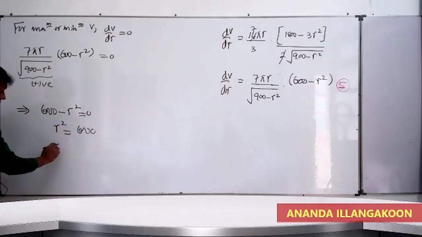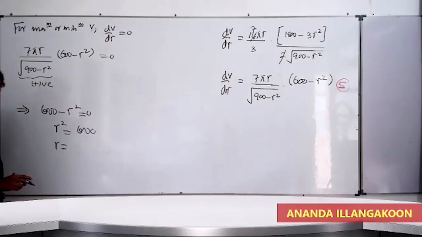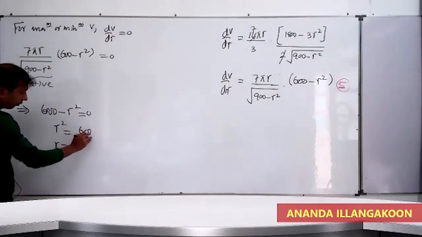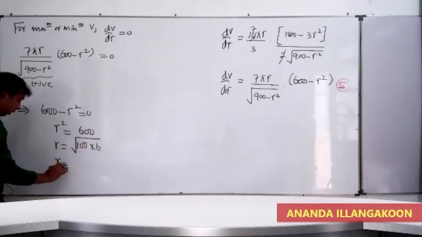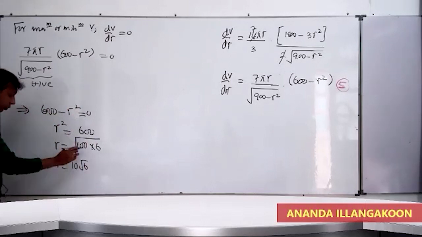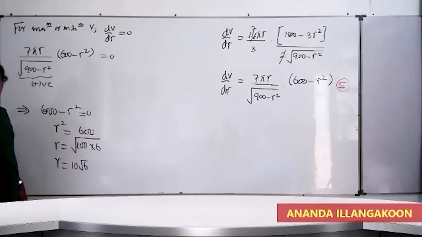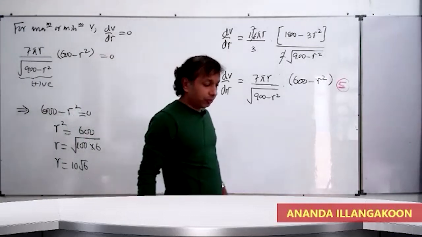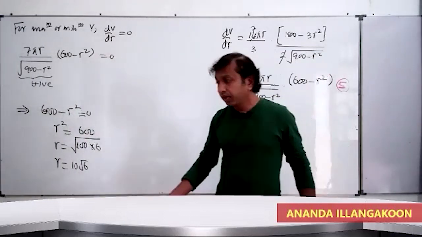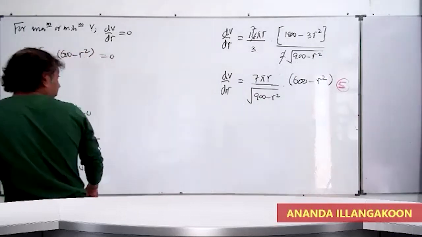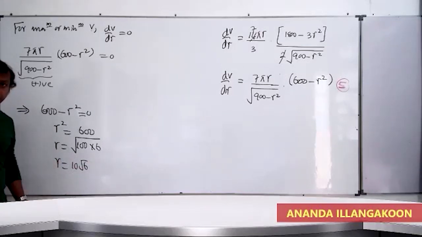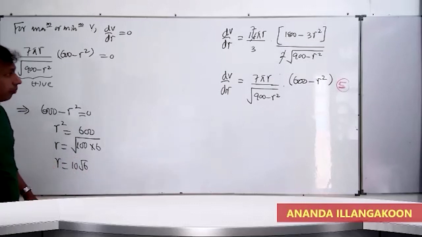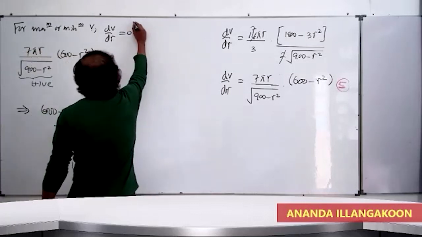And there we get 600. We can write 600 as 100 into 6, no? Its root, we get r equals 10 root 6. We don't take plus or minus on the right hand side. What is the reason? r is positive, so there is no point in putting a minus sign. We have to ignore that minus sign. Then r is this. Now we need to find the sign of dv by dr before this r value and after this r value to verify that at this value of r the volume is maximum.